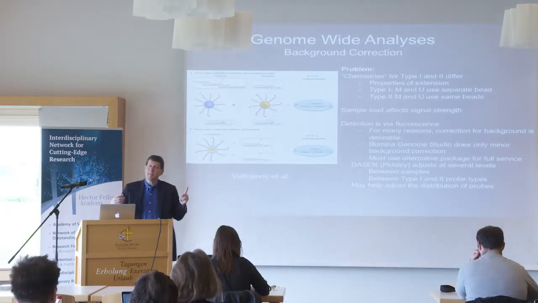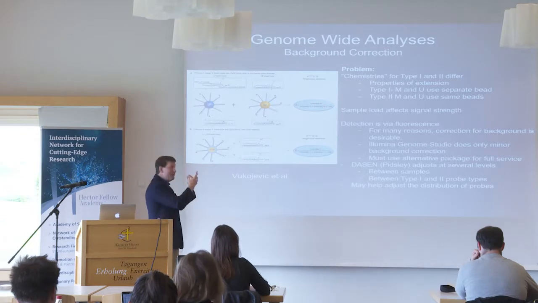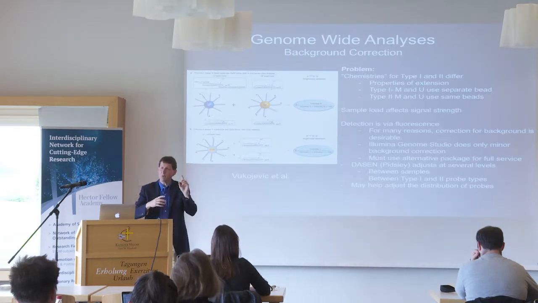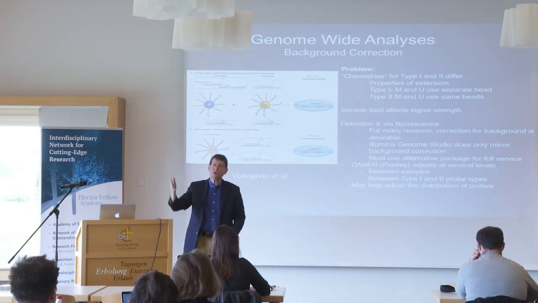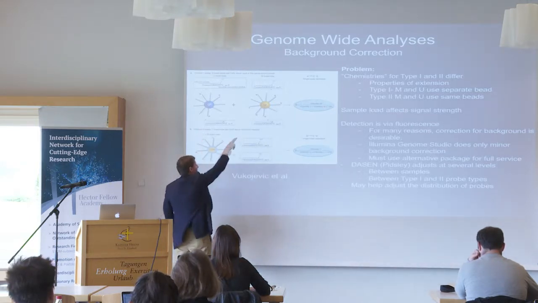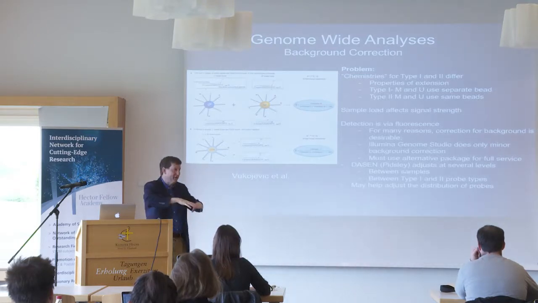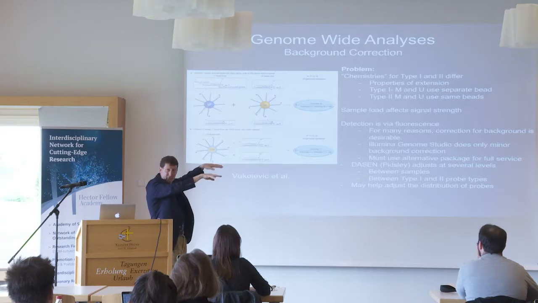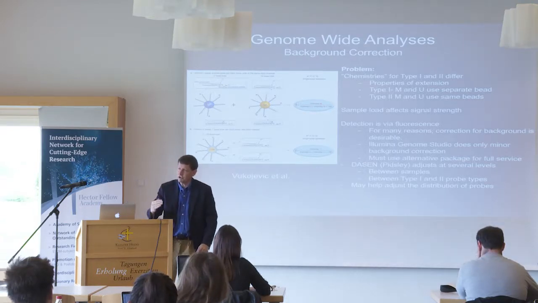Now, for type 2, you have a different thing: both the unmethylated and the methylated probes are found on the same sphere. Now, why is that a problem? Well, first of all, let's take a look at the emission spectrum. When I probe this one or that one with the laser and look for the fluorescence, I'm seeing the same colors, the same backgrounds, and the same fluor. So the background is going to be very similar for each area.